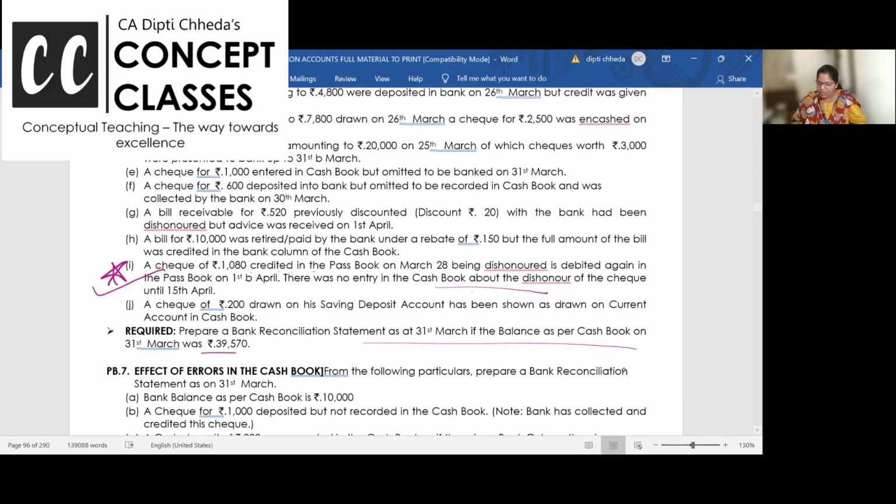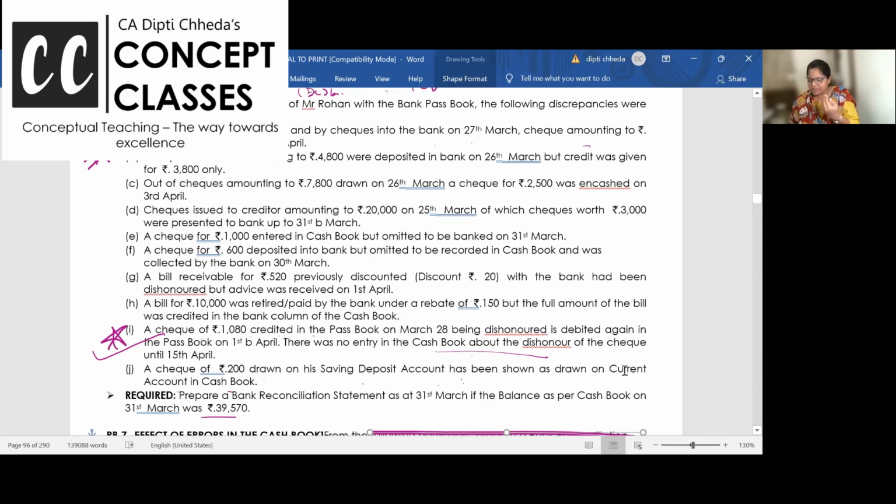And last one now, a check of 200 drawn on his saving deposit account has been shown as drawn on current account. So 200 rupees check is drawn on the saving account. But in our cash book, we have shown withdrawn from the cash book. So wrong credit we have given. So now what we should do? Debit, because it's not this bank business account, it's a personal account. Check of 200 drawn in the saving account has wrongly been shown in the current account. So this account is wrongly credited. Now what you do? Debit it, 200, right?